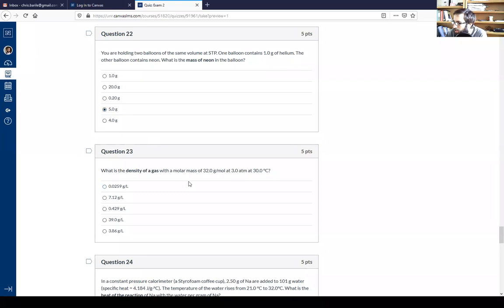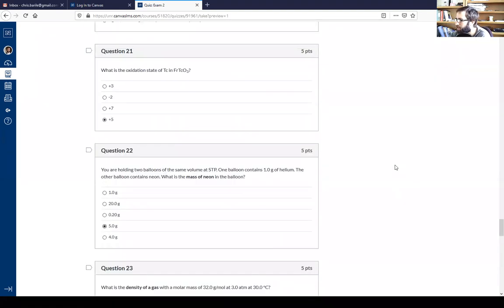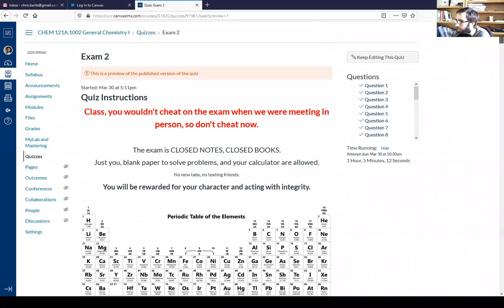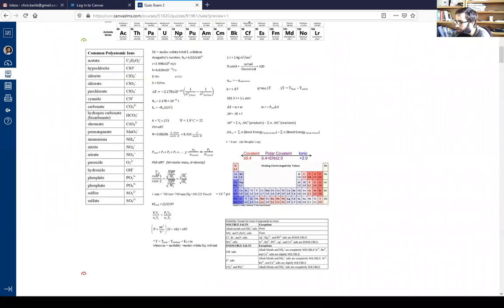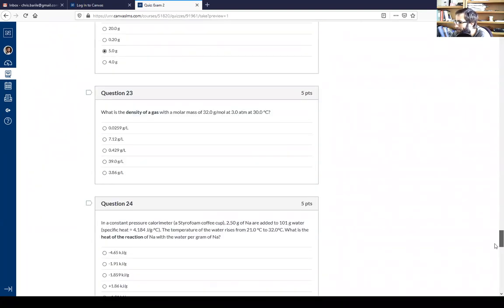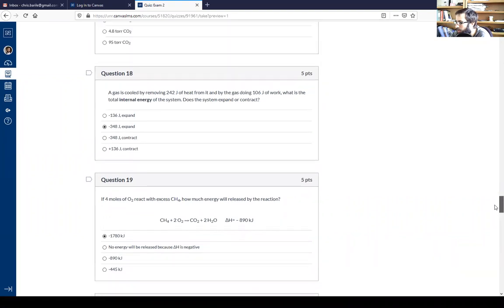All right, so let's keep going here. What is the density of a gas with a molar mass of 32.0 grams per mole at 3 atmospheres? This is a density and molar mass question. You're given the equation PM equals DRT, and we're going to use that to solve this problem.